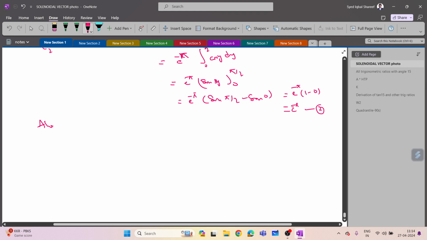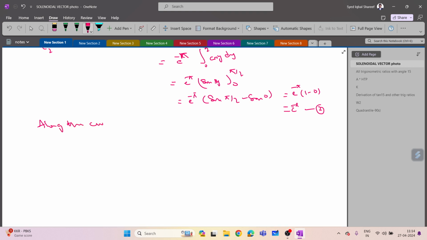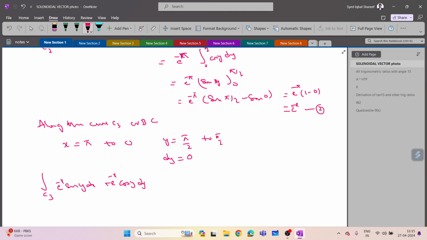Along the curve C3, or BC, what is our x? X is pi to 0. Please make a note, not 0 to pi, pi to 0. Y is pi by 2 to pi by 2. That means no change. No change means it is a constant. Now constant means derivative of constant is 0. So integration taken over the curve C3, e to the power of minus x sin y dx plus e to the power of minus x cos y dy.